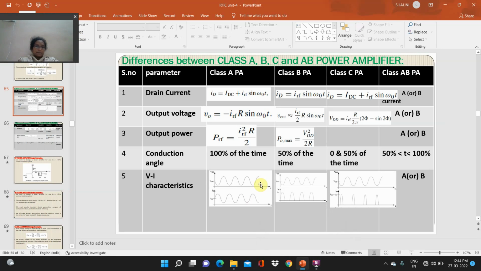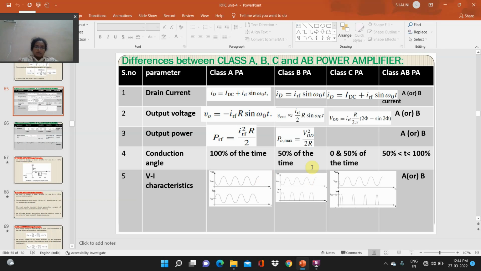Differences between class A, B, C and AB power amplifiers. Parameter: class A power amplifier, class B power amplifier, class C and class AB power amplifier. Number 1, drain current. The drain current for class A is ID equal to IDC plus IRF sin omega naught t, whereas for class B, ID is equal to IRF sin omega naught t. For class C amplifier, ID is equal to IDC plus IRF sin omega naught t.